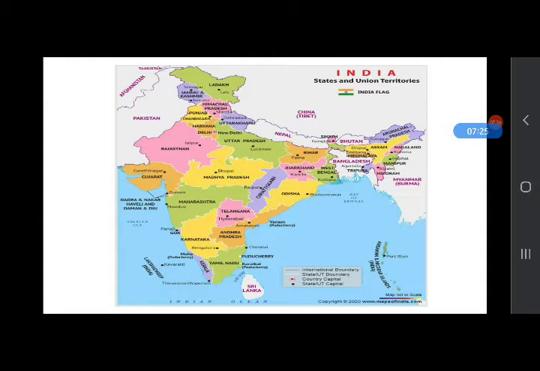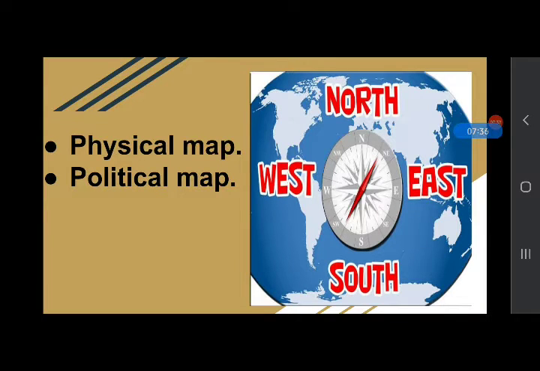So this is a political map of India because it is showing states and capitals. And a map shows the four directions: north, south, west, and east. And what is an atlas? An atlas is a collection of many maps.